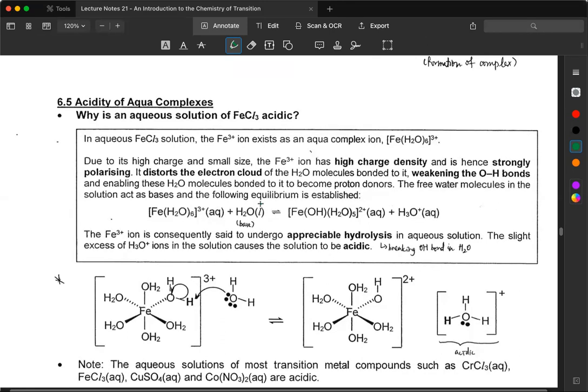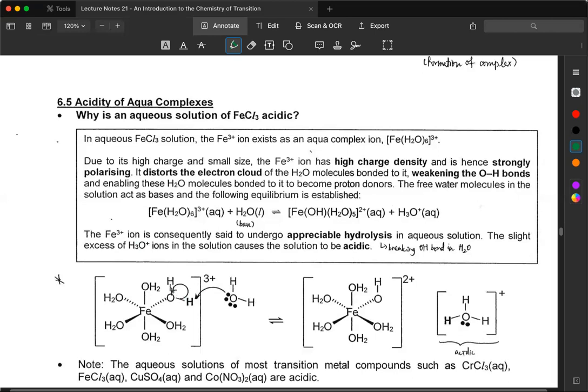So the H on the water is easily taken away by another water molecule. The free water molecule in the solution acts as a base as it accepts the proton. So what happened is that the Fe3+ is highly polarizing due to its high charge density, so it can polarize and distort the electron cloud of the H2O molecule bonded to it. The O-H bond breaks, the H comes out, and you form H3O+. This is the mechanism of what really happened, the steps.